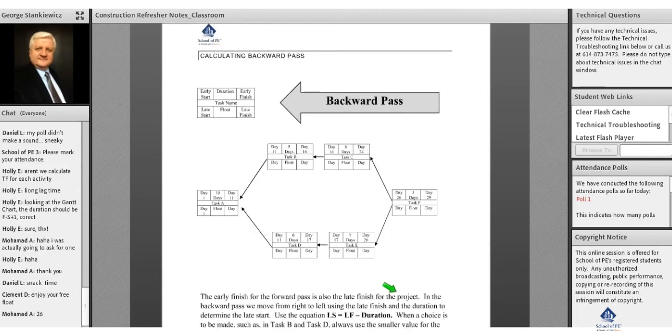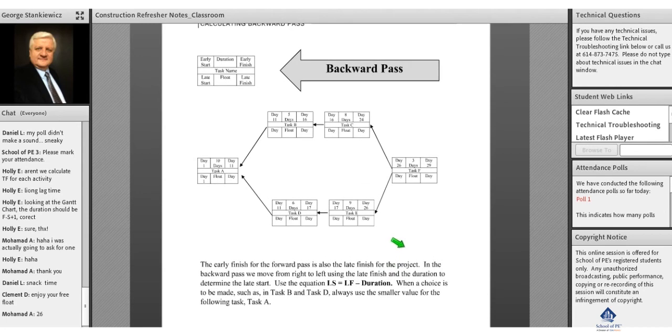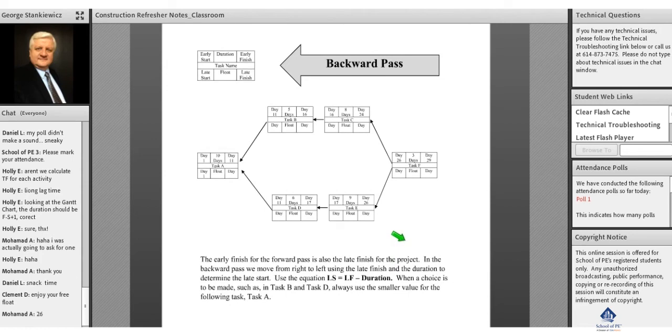So a backward pass helps us find our total float. That's the goal of a backward pass. We already know what our critical path is, and now we're going to do a backward pass. And we're just going to use this equation here. We learn that the project's going to end on the 29th day. That's our early finish, meaning that our late finish will also be 29 days. So the early finish and the late finish for the project is 29 days.